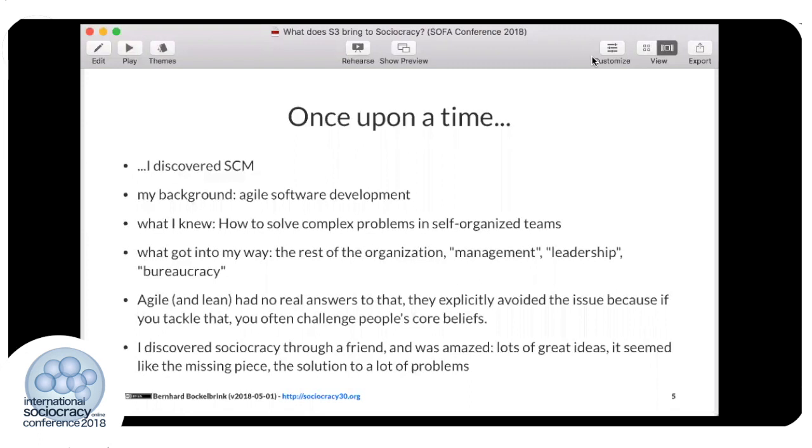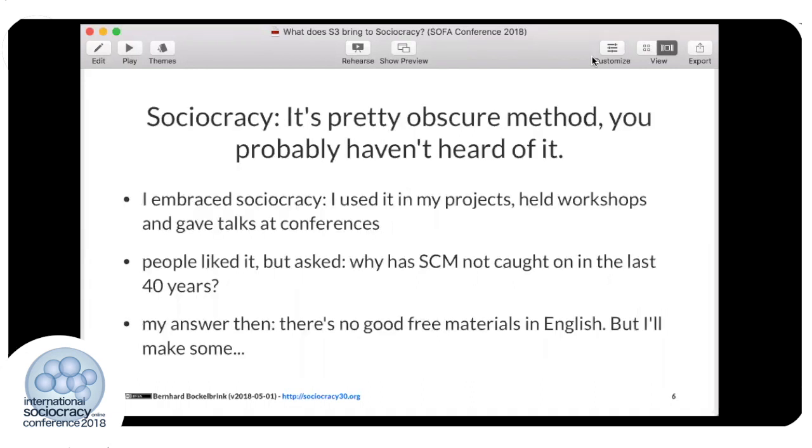And Agile and also Lean had no real answers to these challenges of organizations. You could almost say they avoided the topic because it's a controversial topic and it often challenges people's core beliefs. So they best let it alone. And I discovered sociocracy through a friend and a colleague. And when I first saw it, I was amazed. In SCM, there were lots of great ideas. It seemed like the missing piece, the solution to a lot of problems.